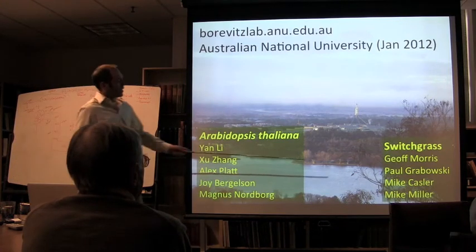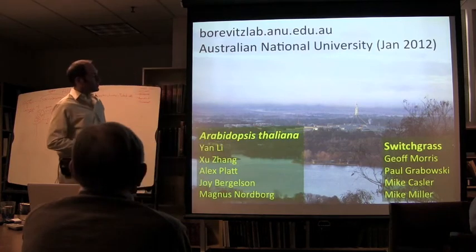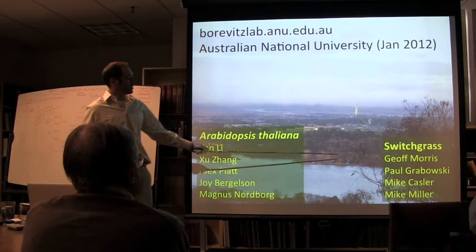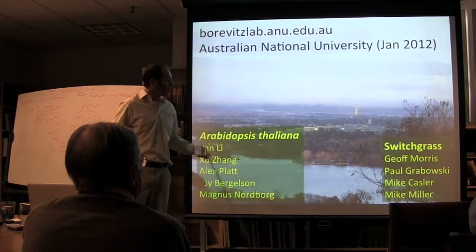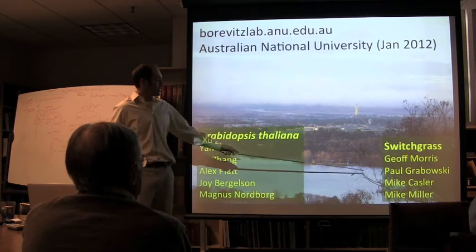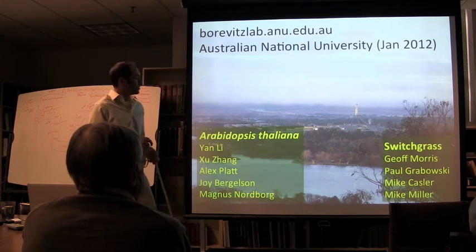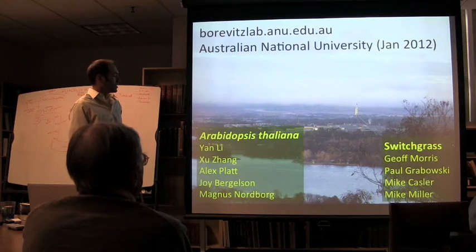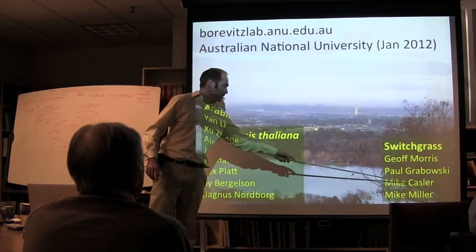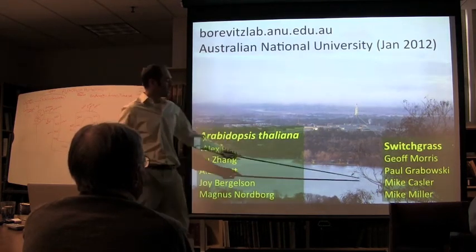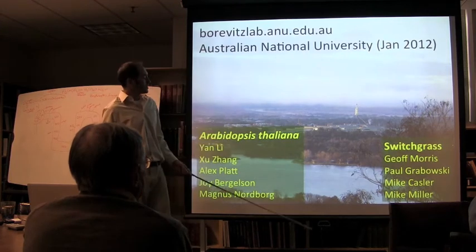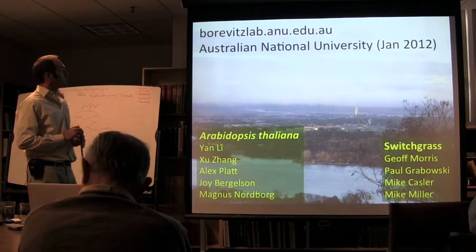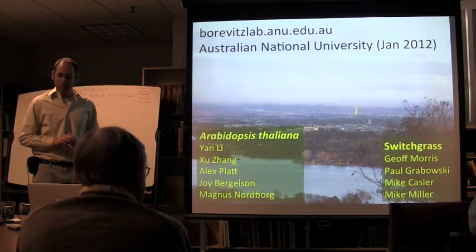Jeff Morris has now moved on. He decided not to come to Australia, but he went to University of South Carolina, where he's going to continue working on switchgrass, and Paul Grabowski is going to finish up in Jonathan Pritchard's lab. They've got plenty more populations and switchgrass genetic diversity to look at, in collaboration with Mike Casler from the USDA in Wisconsin, who's kind of the master of switchgrass diversity, and Mike Miller, who's with Argonne at Fermilab, the terrestrial ecology group there.